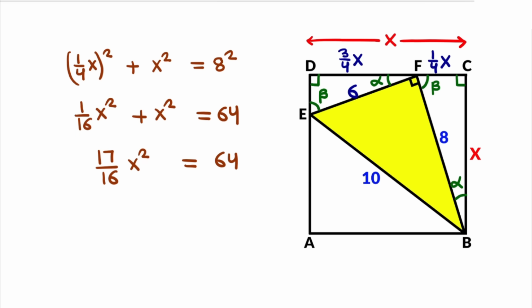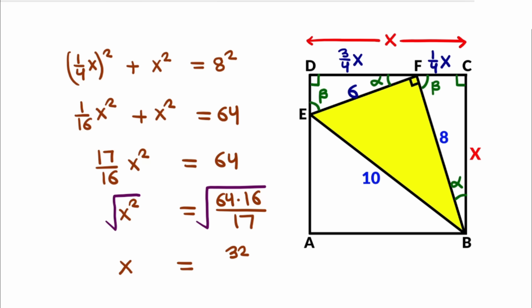Multiply both sides by 16 and divide by 17. So X squared equals 64 times 16 divided by 17. Finally, take the square root of both sides. The square root of 64 is 8. The square root of 16 is 4. 8 times 4 is 32. So the exact value of X is 32 divided by the square root of 17. And that's our final answer.